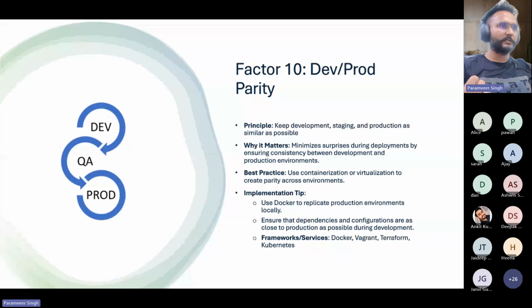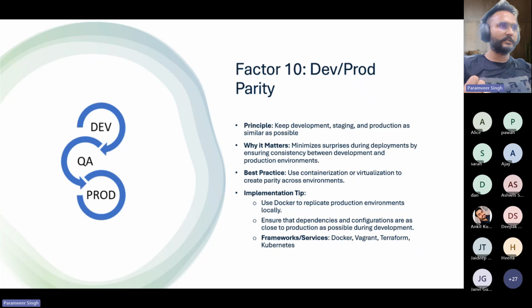Coming to the 10th factor, which says dev or production parity. Now, we have talked about keeping everything on our central Git repository, where we have talked about dev branches, QA branches, and prod branches. What it means is that your underlying infra and underlying code between dev, QA, or prod, or dev to prod, I would say, should be as close, as similar as possible. If not exactly the same, as similar as possible.